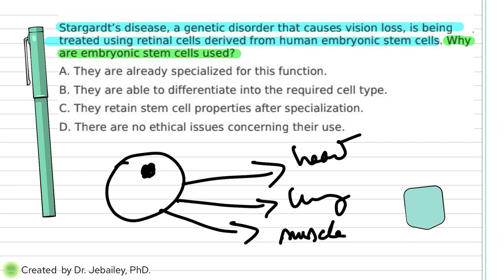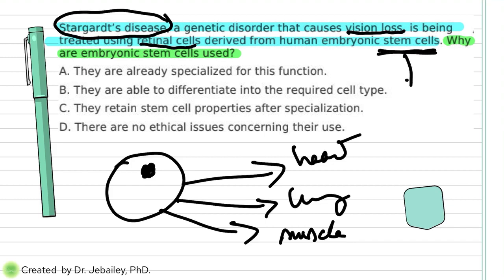But just to be clear, let's look at the background. We know that Stargardt disease is a problem with vision. You lose your vision. Why? Because the retina cells in your eye are being destroyed. But you can use the stem cell and create new retina cells. And if you create new retina cells, you can replace the destroyed retina cells with the new ones. And voila, the person has their vision back again.